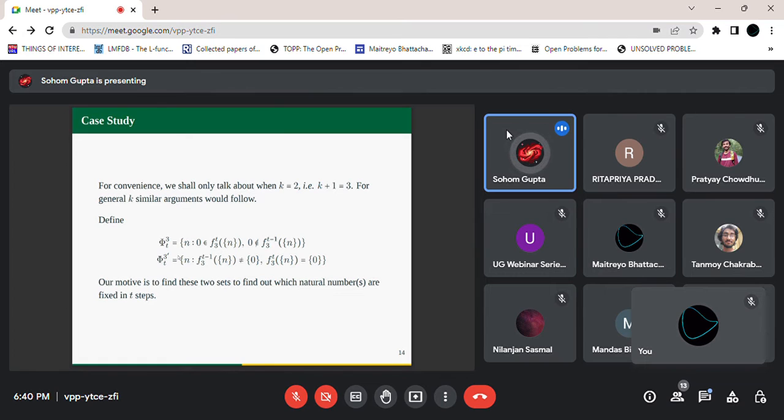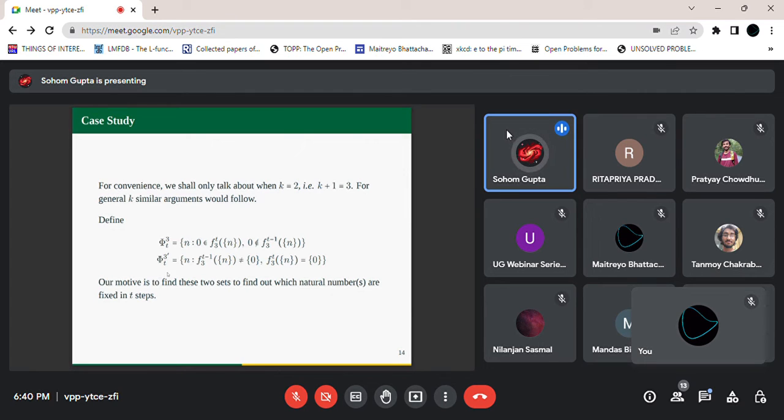And I define two sets. So what is this set? Phi of 3 under a parameter t is all those natural numbers such that 0 belongs to f3^t of n, and 0 doesn't belong to f3^(t-1) of n. But what is it? This is the individual fixation exactly. So basically, phi t3 is under this weight k plus 1 equals 3, all those numbers which are individually fixed in exactly t steps. Not any more, not any less.